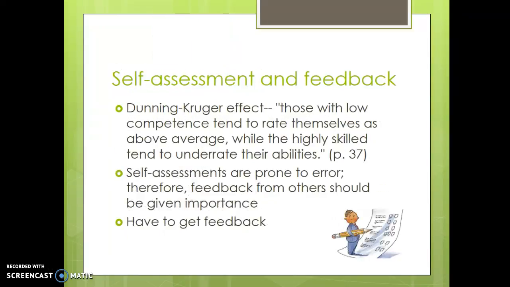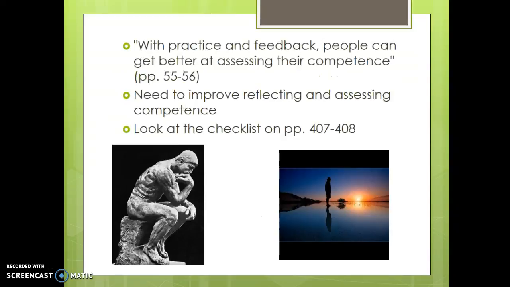The Dunning-Kruger effect Patton talked about is that people with low competence actually rate themselves as above average, and highly skilled people tend to underrate their abilities. So self-assessments can be prone to error, and getting feedback from other people is really important. It helps you compare your own reflection with other people's reflection of your work. With practice and feedback, people can get better at assessing their competence.